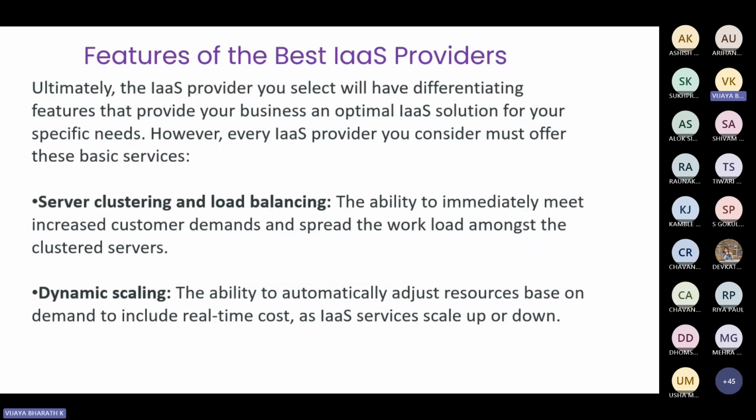So some features based on these providers: how do you select those providers, the IaaS providers? We have a list. You're running a business and it should provide an optimal IaaS solution for your specific needs. So in what way do you need to consider what the basic services you need are?